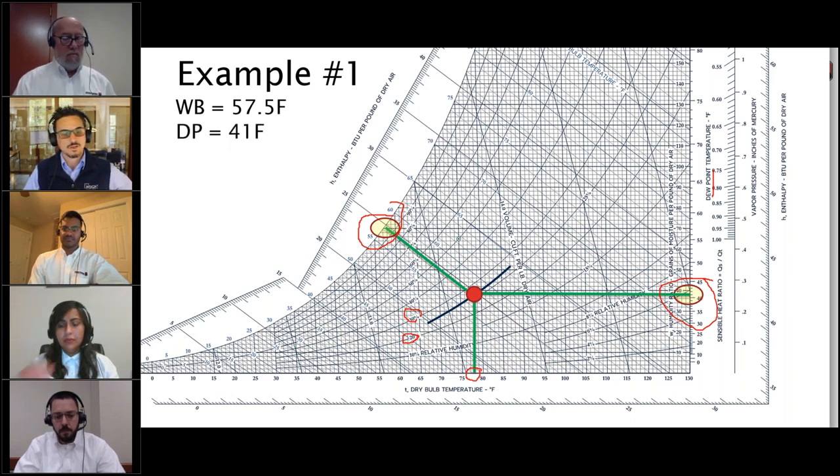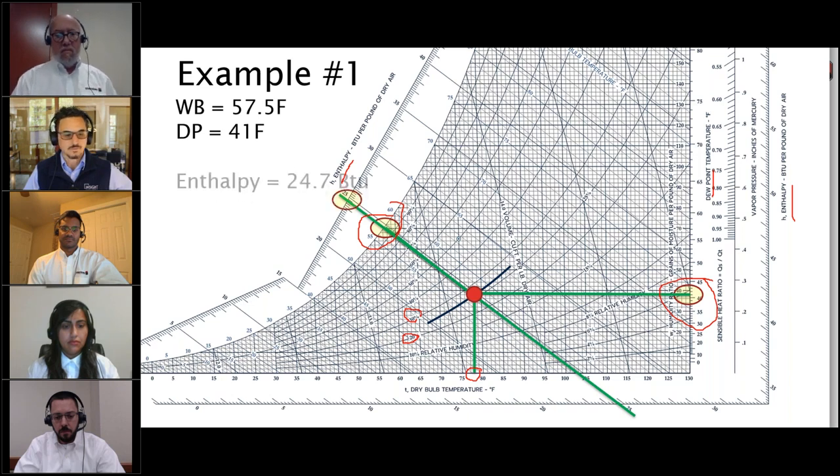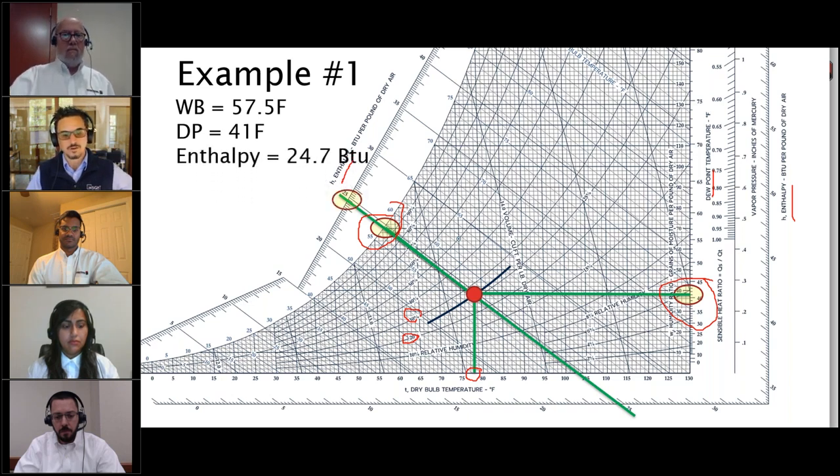And then enthalpy. To get the enthalpy, we line up these enthalpy numbers with our straight edge until one of them goes straight through this point, and that's what the enthalpy is. So it turns out it's 24.7 or whatever.